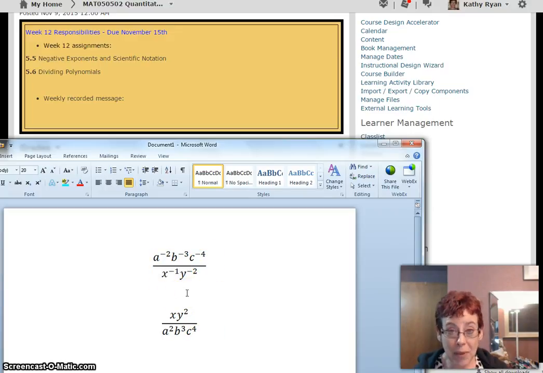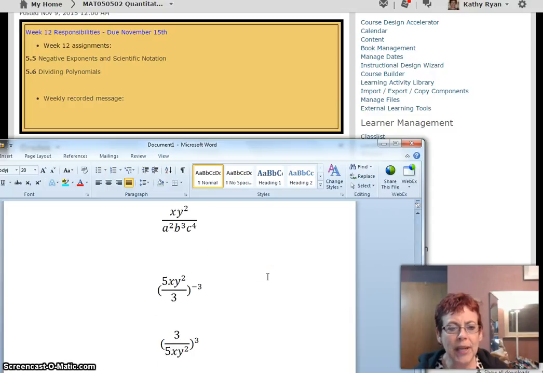And the original denominator also had negative exponents, so that means move them up to the numerator. So x to the negative first means just move that x up to the numerator, which we have here. And y to the negative second power means rewrite that as y squared, but move that up to the numerator. So I hope that's kind of clear.